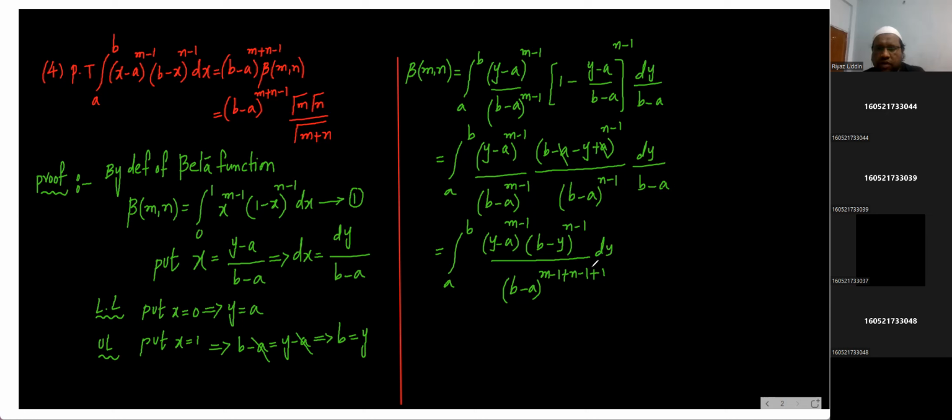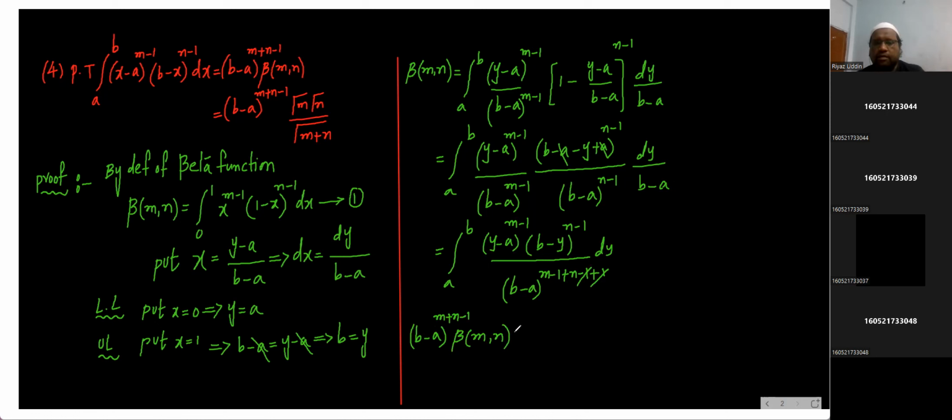What happened here? Plus 1 and minus 1 will cancel out, and the term you cross multiply to that side. If you cross multiply, (b minus a) whole to the power of, what is left here? m plus n minus 1, and already the beta of m comma n value is also available here now.